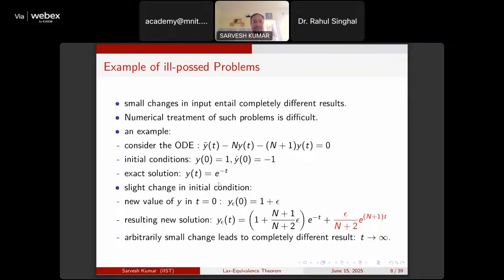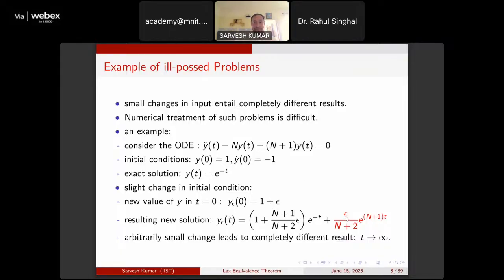Suppose I slightly perturb the data. Suppose this condition I slightly perturb, instead of -1, I put -1 plus epsilon. It's a typo here, it should be minus 1 plus epsilon. And then with that condition, if I solve it, this would be my exact solution. The problem is that however small epsilon is, when n is a natural number, it can be arbitrarily large. So this term will blow up. We can't control this. Therefore, even though epsilon tends to 0, this term would be large. So a small change in the data will give a drastic change in the solution.